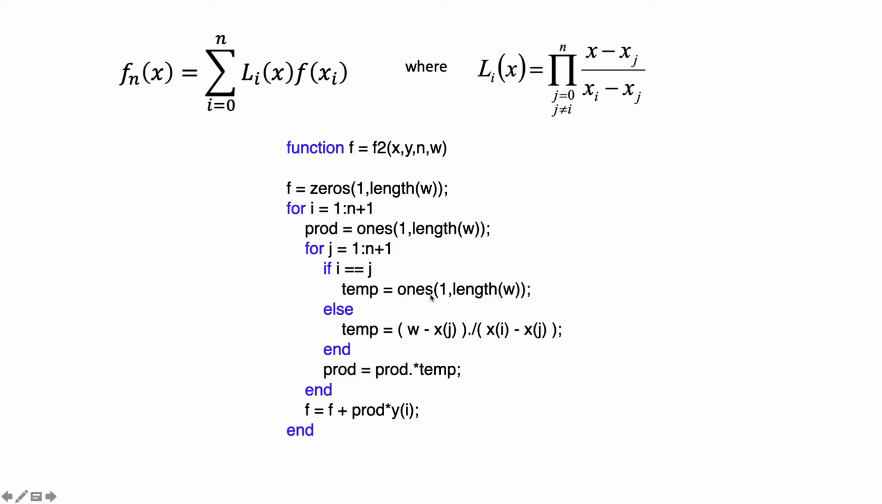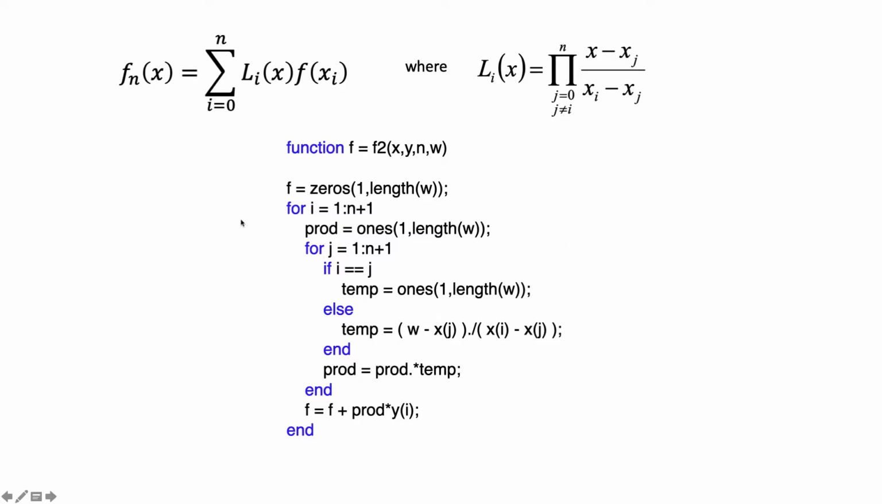So this is a matrix with 1 row and the number of column elements equal to the length of w, and the element values are just ones. So essentially I'm just multiplying this by 1 if i is equal to j. And for each iteration in the jth index, whatever the value of temp here, whether it's this one or this one, it's just multiplied here.